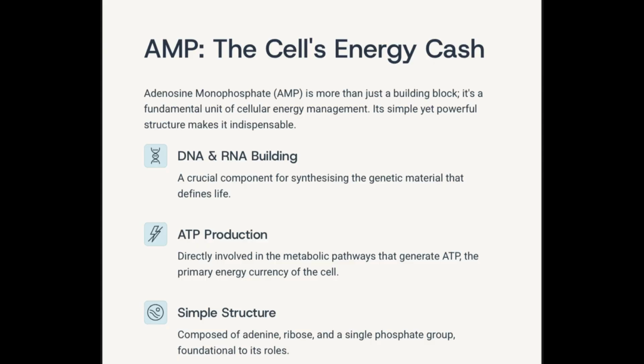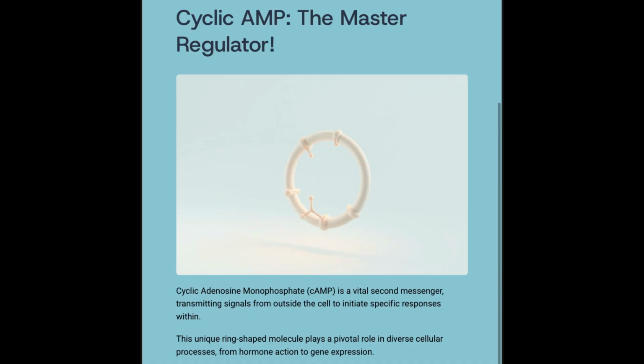Adenosine monophosphate, AMP, is more than just a building block. It's a fundamental unit of cellular energy management. Its simple yet powerful structure makes it indispensable for DNA and RNA building. Cyclic adenosine monophosphate, cAMP, is a vital second messenger, transmitting signals from outside the cell to initiate specific responses within. This unique ring-shaped molecule plays a pivotal role in diverse cellular processes, from hormone action.